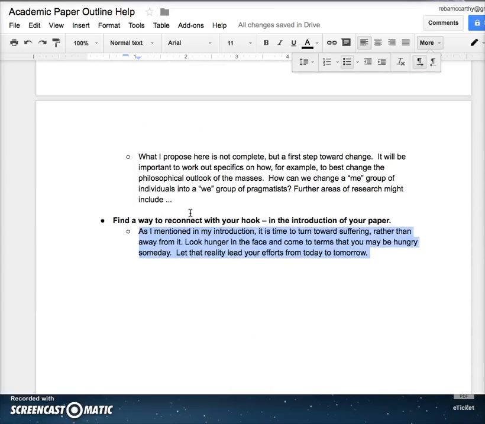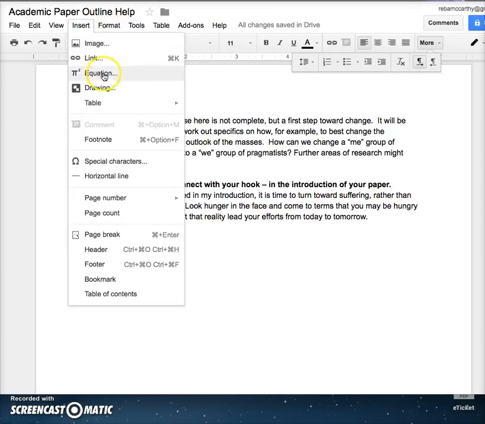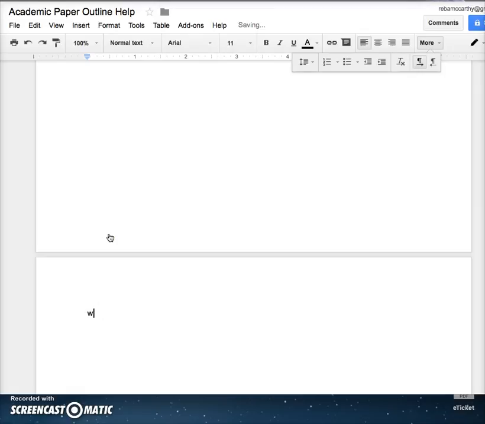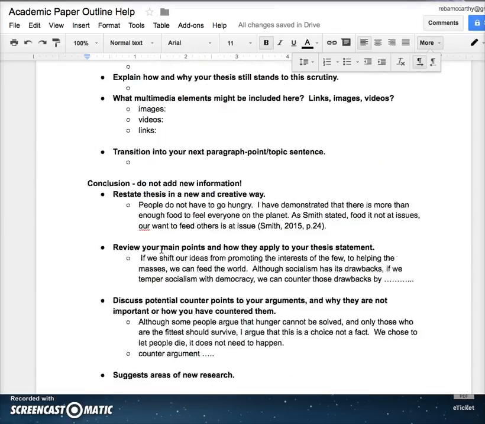Of course, you'd also then have a different page, insert page break, with your works cited and your bibliography. And then you would list all the people that you had included and quoted or took from or researched from on this last page. And that is how you basically write an academic paper.